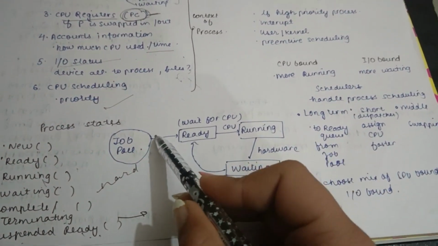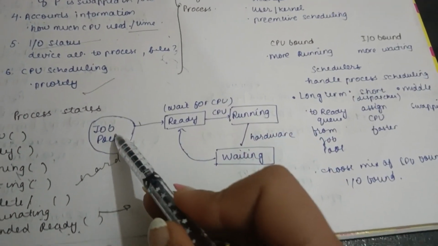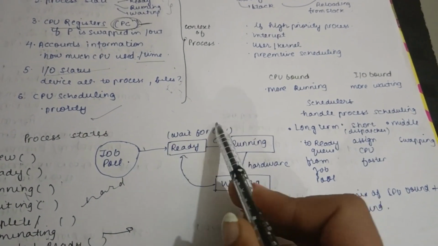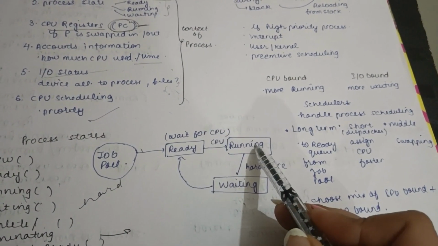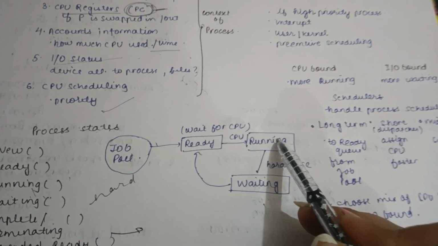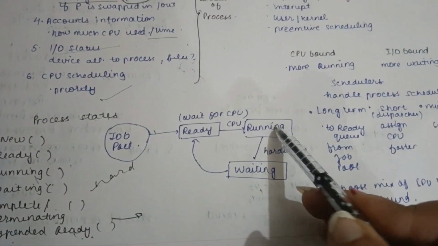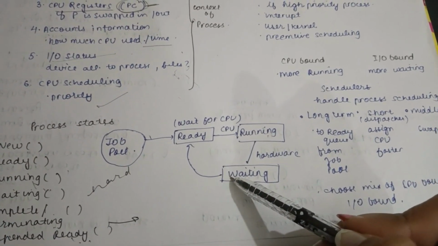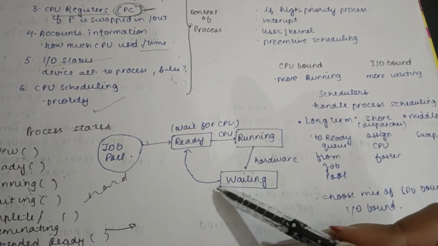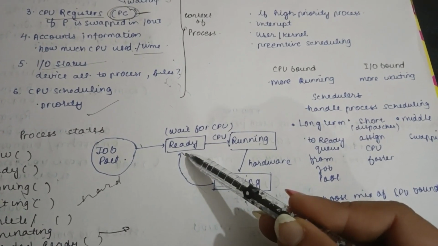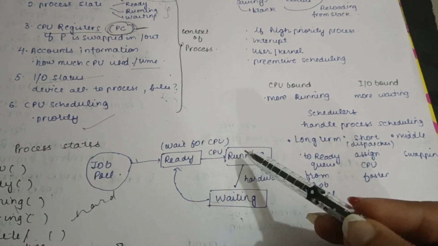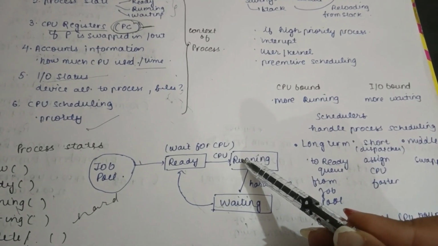This is a diagrammatic representation. So we have the job pool, and the processes move to the ready state. Here they wait for the CPU, and when they get the CPU, they start executing and go to the running state. Afterwards, if they need hardware, they go to the waiting state. After the waiting state, they can't directly access the CPU; they have to get ready and wait for the CPU to be allocated to them, and then they would run again.